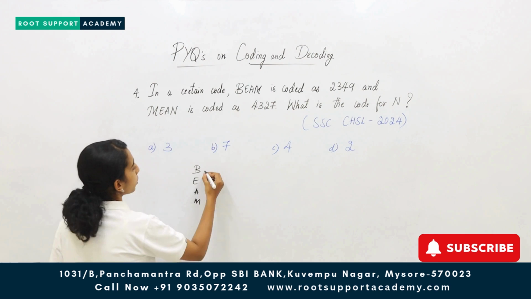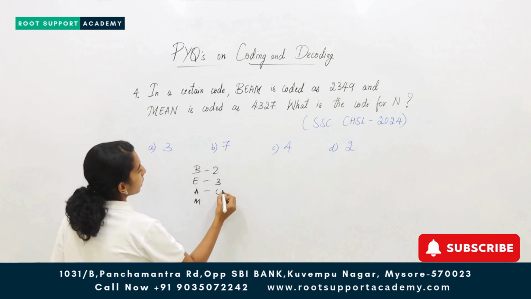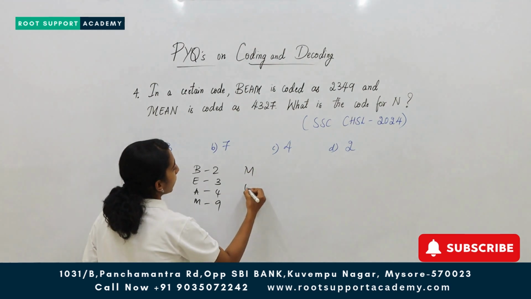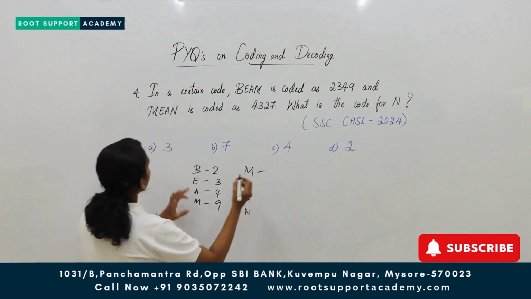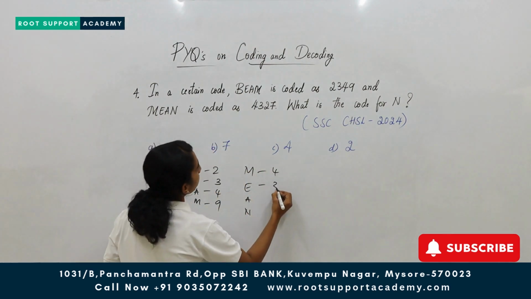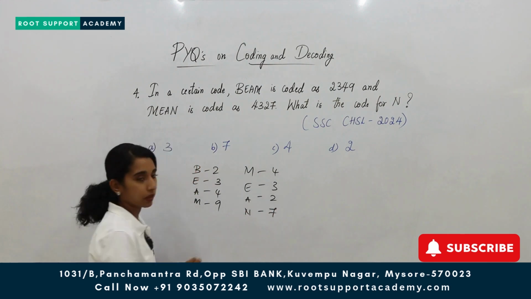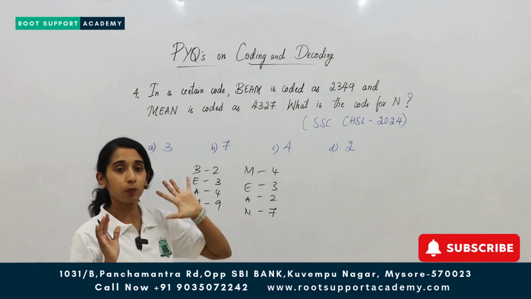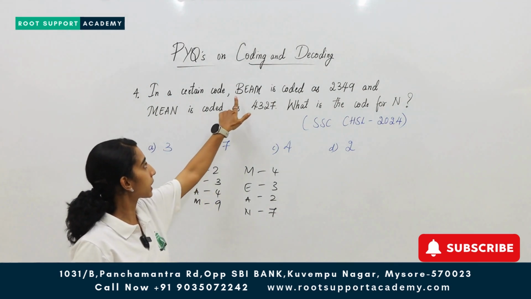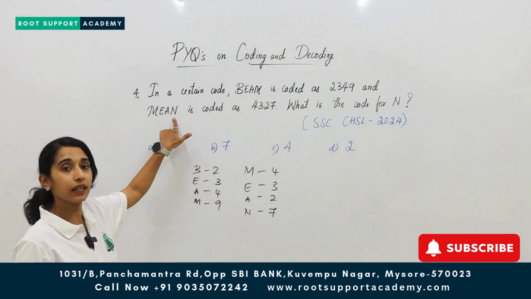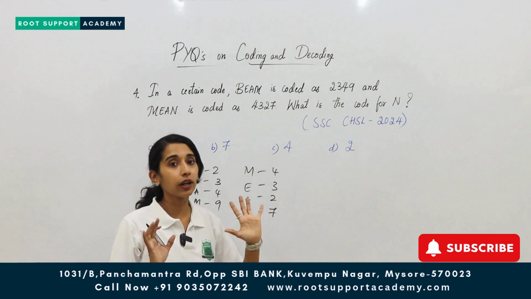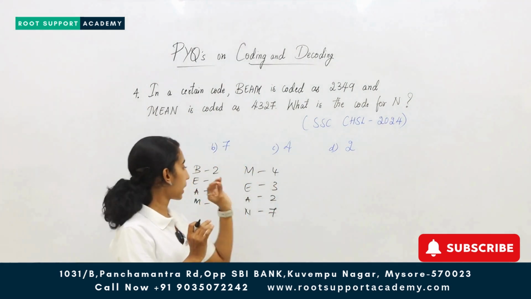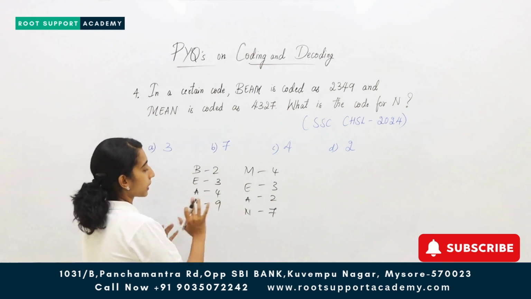BEAM is coded as 2, 3, 4 and 9. Next, MEAN is coded as 4, 3, 2, 7. So what can you see? You can see the letters are almost the same. Only there is one difference. Here B is different and here N is different. Now they are asking the code for N. Where is N here? N is here.